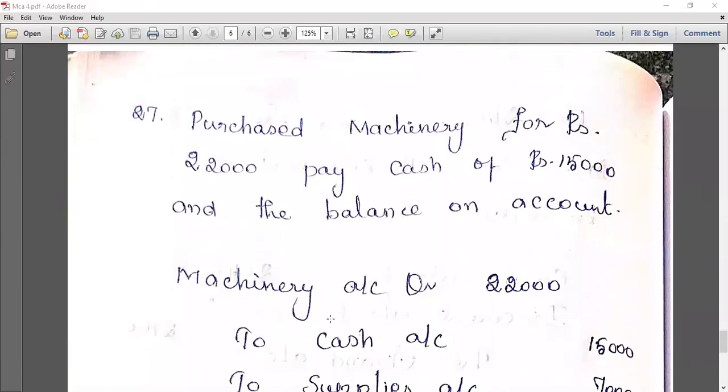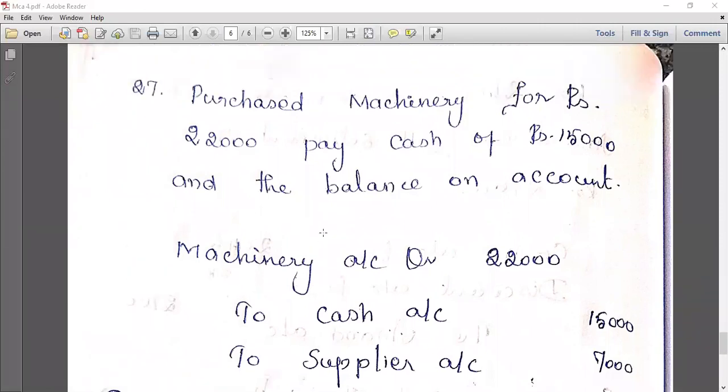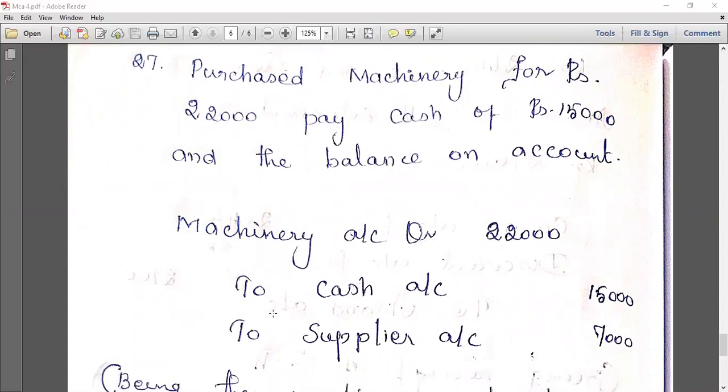Next, purchased machinery for rupees 22,000, paid cash of rupees 15,000 and the balance on account. So we have to purchase the machinery. So machinery comes inside the business. So we have to debit the amount, 22,000. We pay only 15,000, so credit cash rupees 15,000. The balance amount is 7,000. It is considered as a supplier account. We have to pay it.